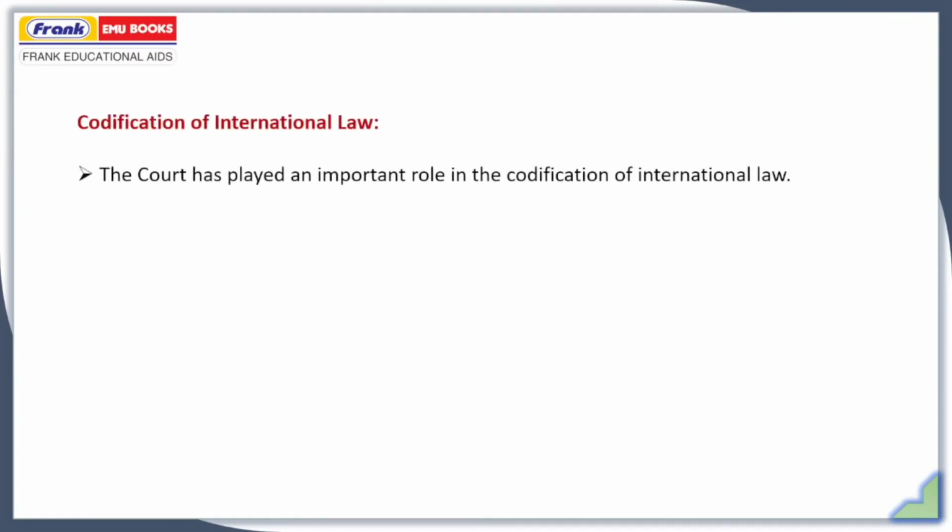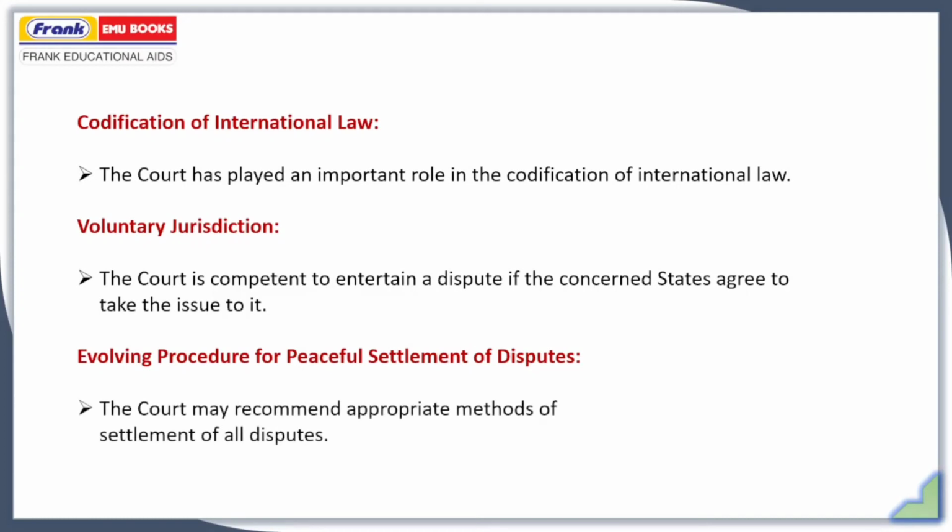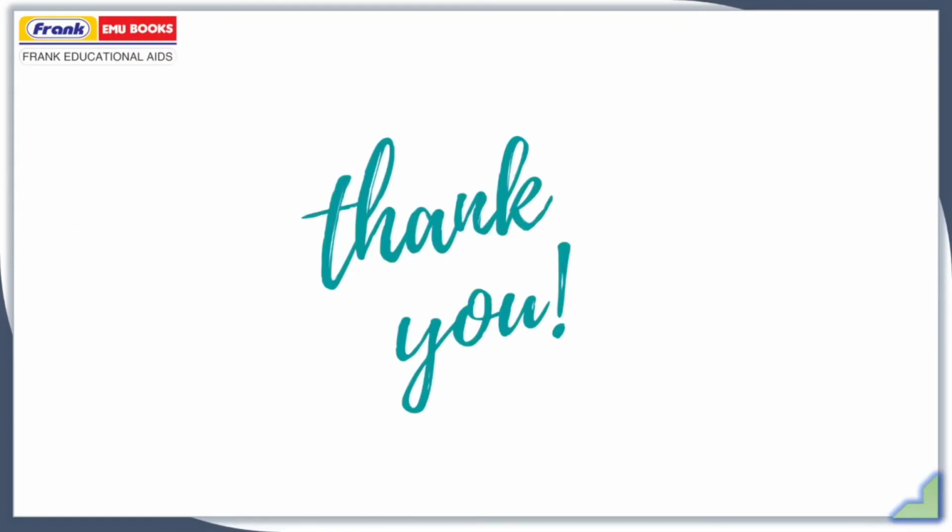Codification of international law. The court has played an important role in the codification of international law. Voluntary jurisdiction. The court is competent to entertain a dispute if the concerned states agree to take the issue to it. For example, the Kulbhushan Jadhav case was brought to the ICJ. It also evolved procedures for peaceful settlement of disputes. The court may recommend appropriate methods of settlement of all disputes.